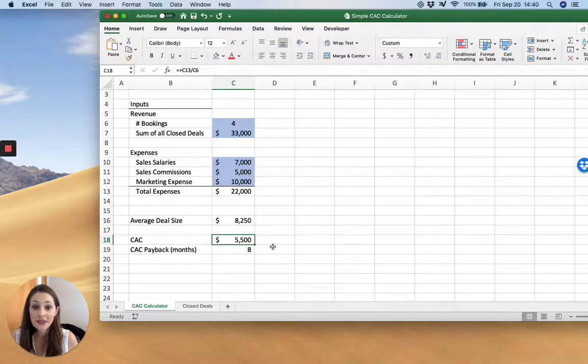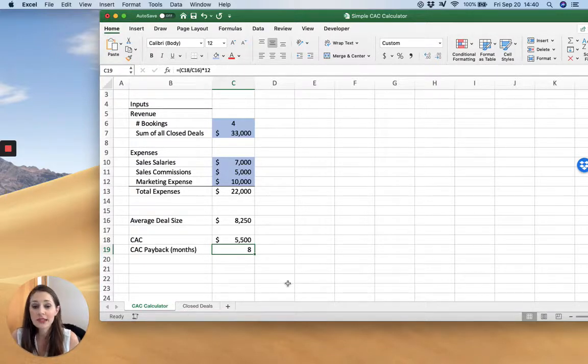And we need to get the average deal size because we need to know if what we're spending on sales and marketing actually makes sense. So if our average deal size is $8,250 and it costs us $5,500, then we're at least making money. But is this good or is it not good? Well, so here we can see that it takes 8 months to pay back what you invested in before you start actually making money off of the deal. But is 8 a good number?